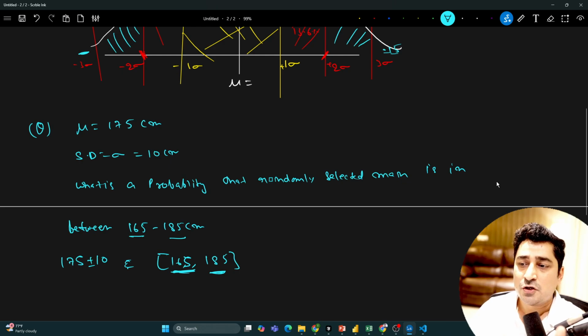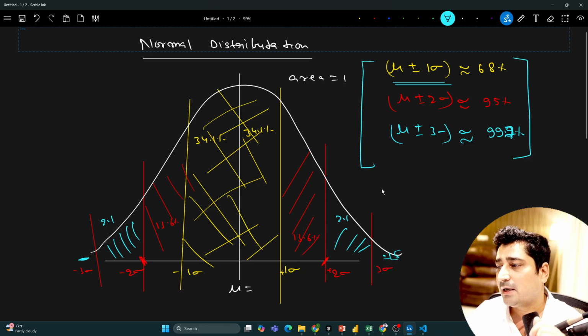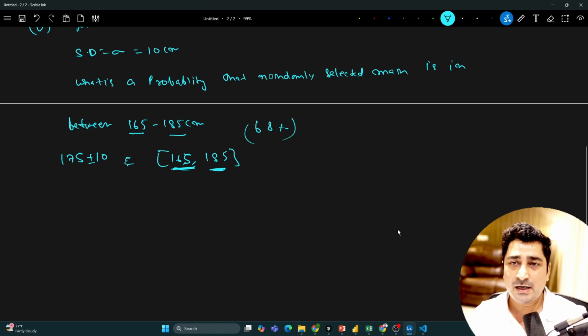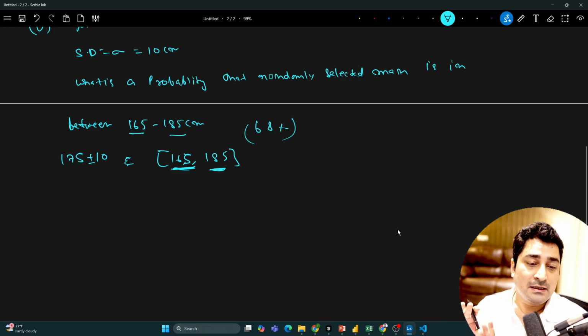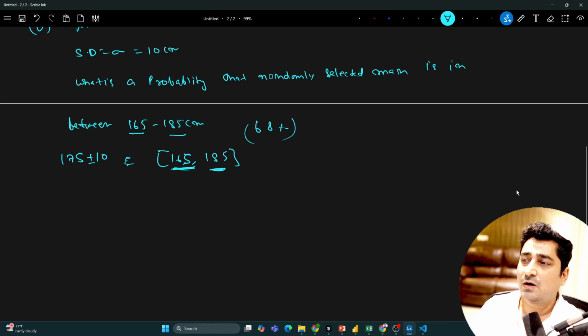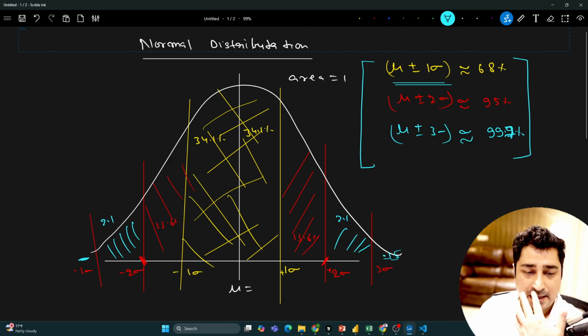So what is the probability? The probability is going to be 68%. Simple. Based on the empirical rule, which is technically called the empirical rule, I can say there is a 68% chance, or 0.68 is the probability, that the selected man will have a height between 165 to 185. How am I able to find this out? Simple, because this entire distribution is trying to represent probability at the end of the day.